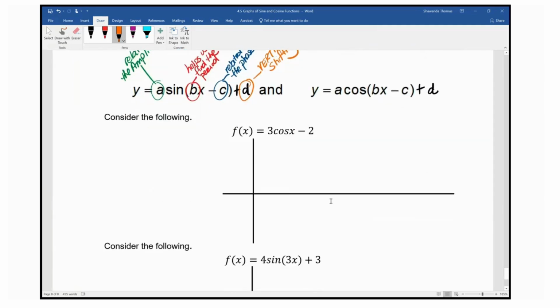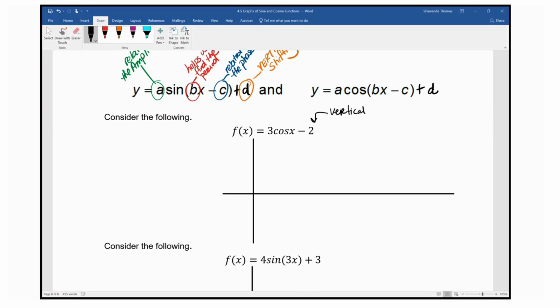For example, consider the following. F of x equals 3 times cosine x minus 2. So let's start off a little easy. And y'all notice that that minus 2 is not in a parenthesis. It's sort of on the outside of the cosine. This is not the same thing as cosine parenthesis x minus 2. Not the same thing. That minus 2 is on the outside. So this is an example of vertical shifting.